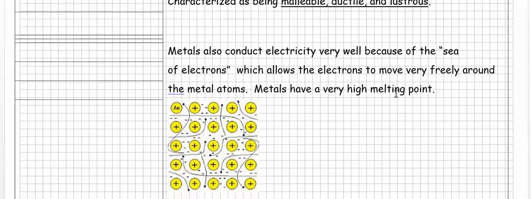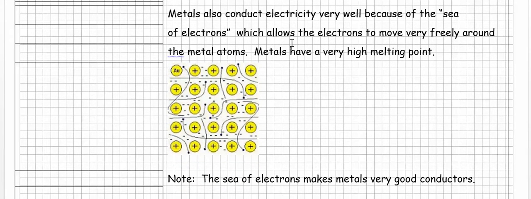Now, metals also conduct electricity very well because of the sea of electrons. What do we mean by the sea of electrons? Well, unlike in ionic and certainly in covalent bonding, where the electrons are localized to a particular atom, in metals, the electrons are free to move anywhere. So, for example, in this metal, the positive signs indicate the nuclei of the atoms. The electrons are not confined to the area just outside of the nucleus. They're free to move everywhere, right?